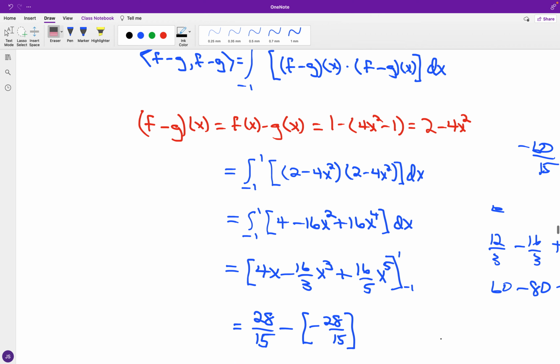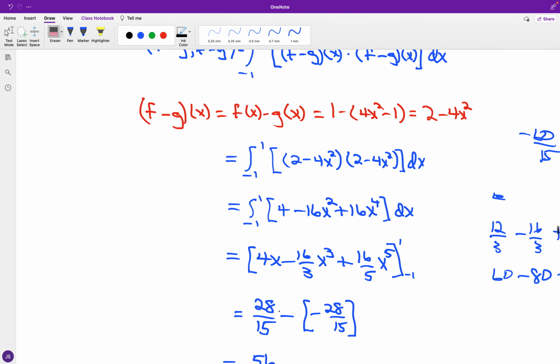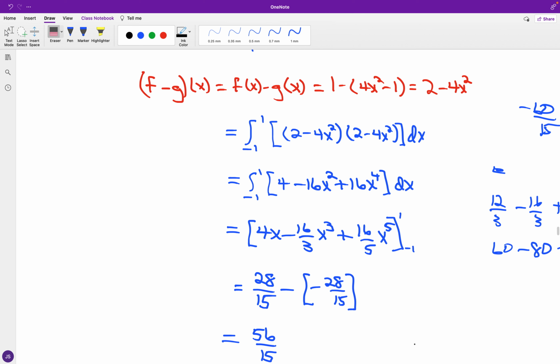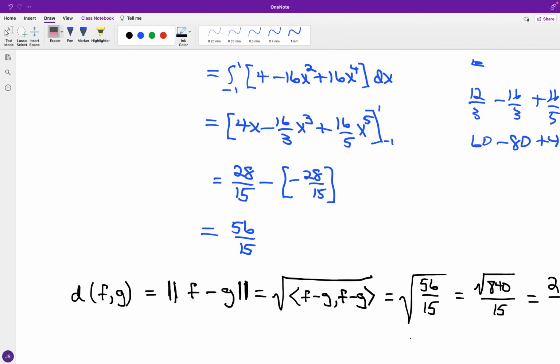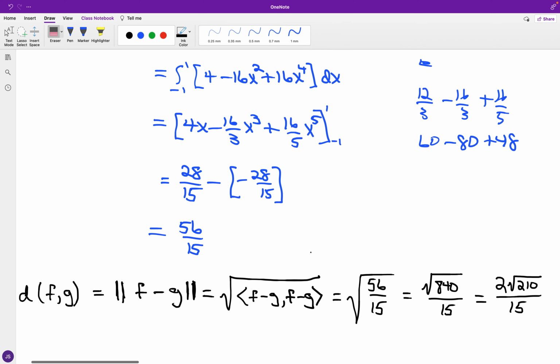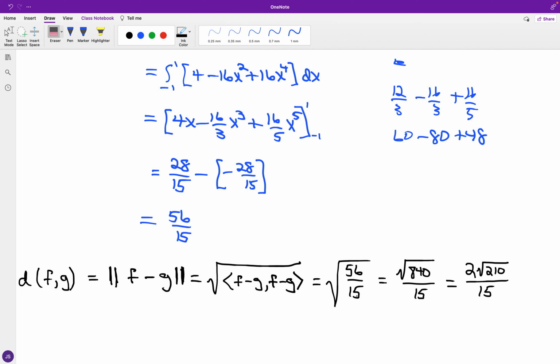And so for x equal to 1, we're going to have this trinomial with the value of 28 fifteenths. At negative 1, we had the value of negative 28 fifteenths. And subtracting a negative from a positive, we have the addition of 28 fifteenths and itself. So this will be 56 fifteenths. That will again be the inner product of f minus g with itself. So taking the square root of 56 fifteenths, that is going to be the distance between f and g.